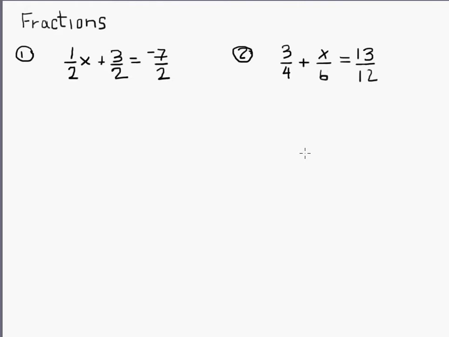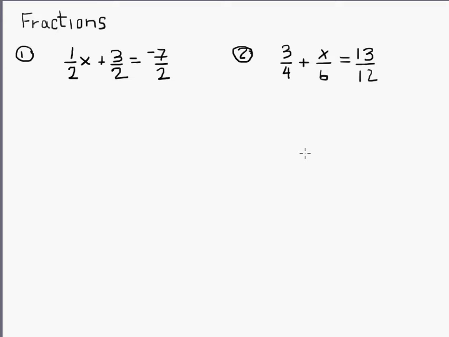Hi, this is a quick and easy way to solve equations with fractions in them. I think that it's going to make your solving much faster. You can solve these using conventional methods that I've taught you for solving equations, doing addition, subtraction moves, and multiplication, division moves. But this trick or tip is going to cut your workload down quite a bit.